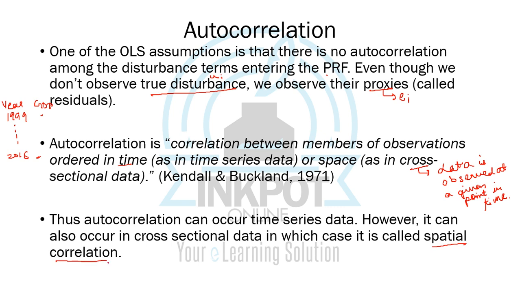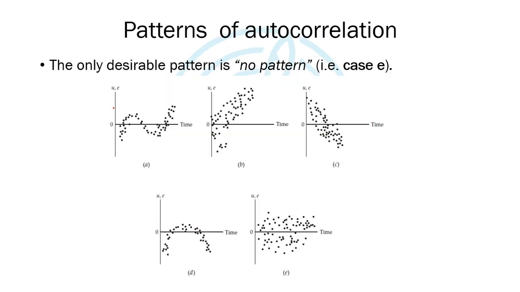With respect to time series data, we use the term autocorrelation. Auto generally means with respect to time only, whereas if it occurs in cross-sectional data, we call it spatial correlation.